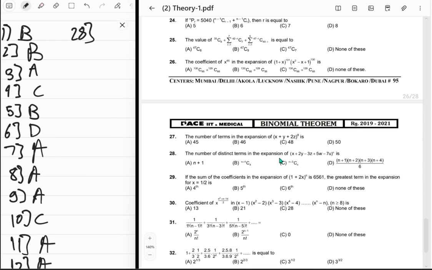28 is the number of distinct terms in the expansion of x plus 2y minus 3z plus 5. I mean, it's pretty much the same thing. So now you can do it easily.